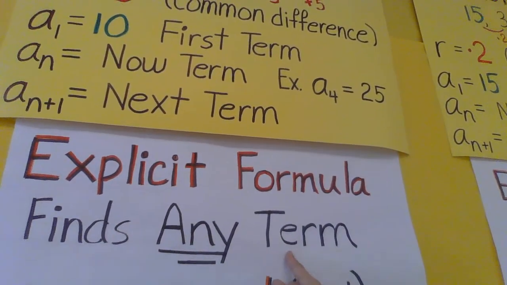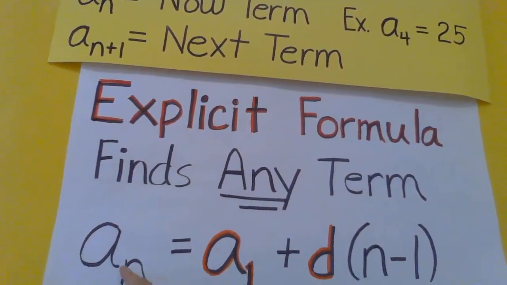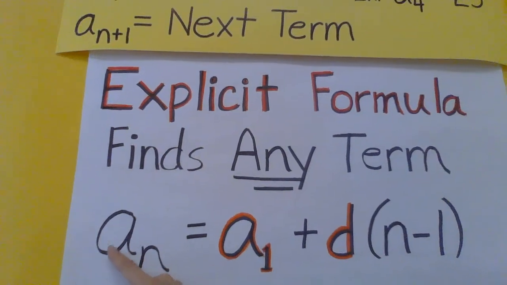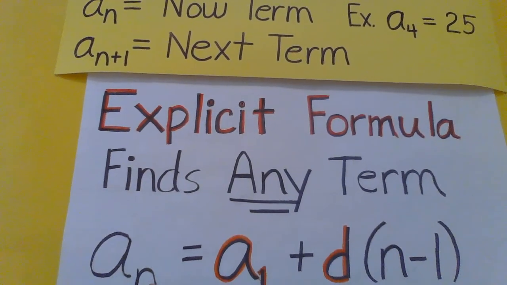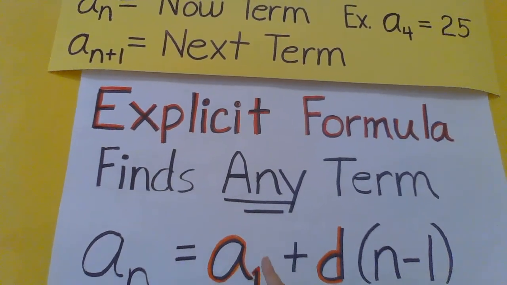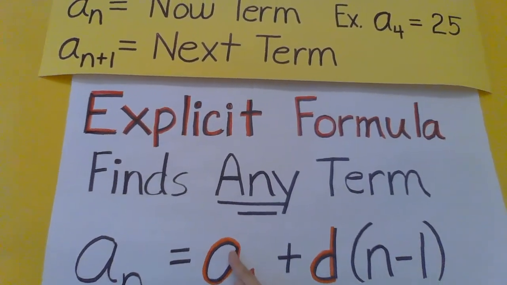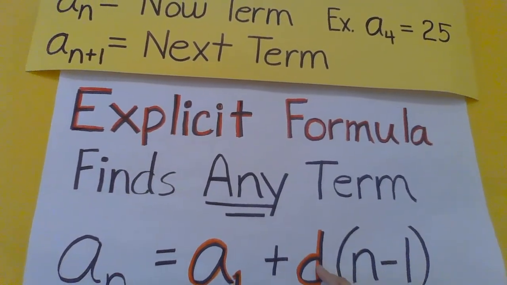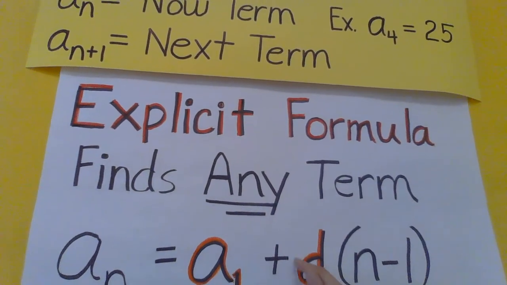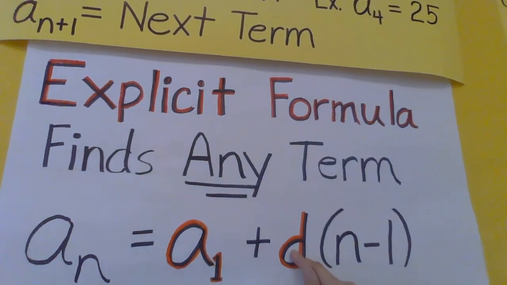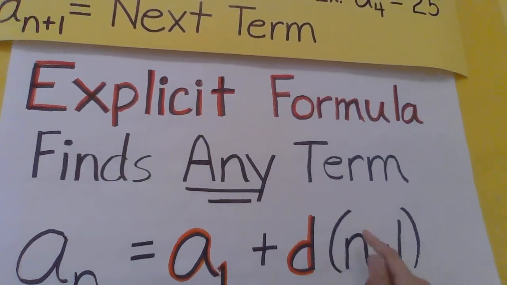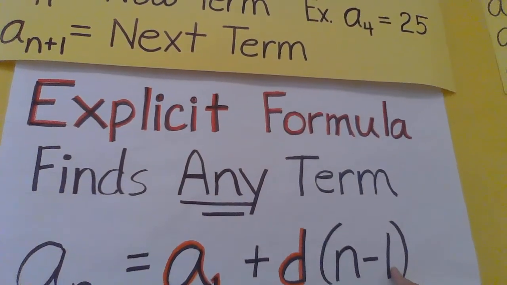So this will find any term, okay? How it looks is it's A sub n, and A sub n, that could be 120. That would be the 120th term. So whatever term I'm looking for is equal to A sub 1, which is the first term, plus whatever it is I'm adding or subtracting. So if this is plus D, then I'm adding it. If it's minus D, then you're subtracting it. And then the rest of the formula is parentheses n minus 1.